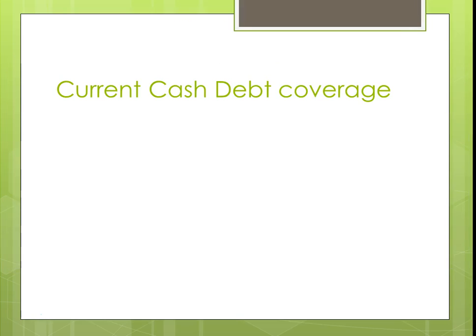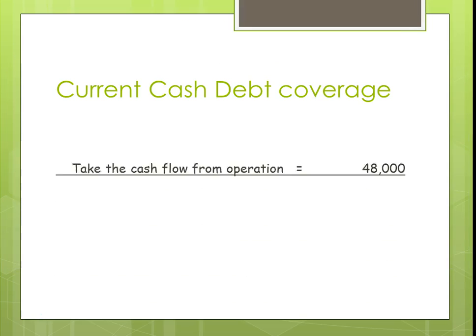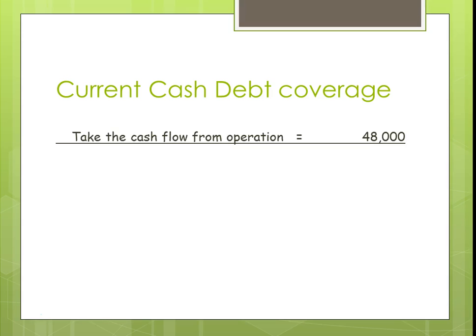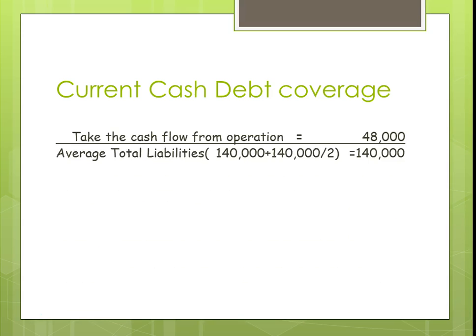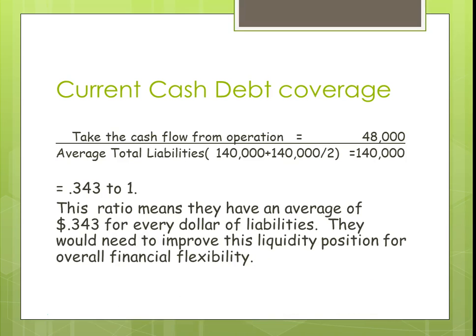The other thing we can look at is the cash debt coverage. In this case, we take our cash flow from operations and divide by our average total liabilities, and we have 34.3 cents for every dollar, which is not good. So that means they really need to improve their liquidity position for their overall financial flexibility. And that ends Chapter 5, Part 2.